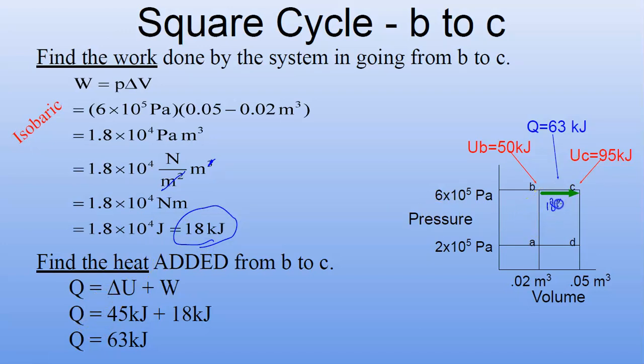That's a pretty good amount of work. That would push your car down the road. That would grind some corn. That would do whatever it is that your engine here is supposed to do.